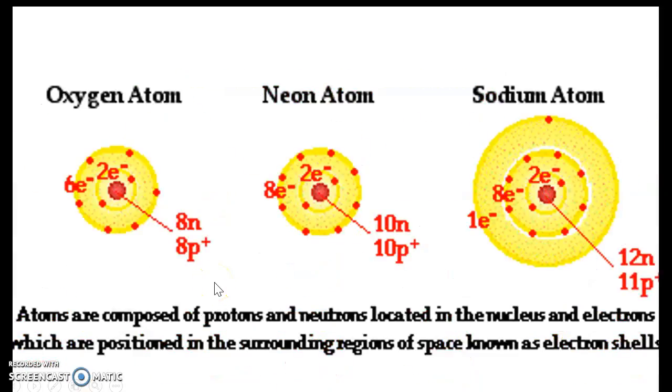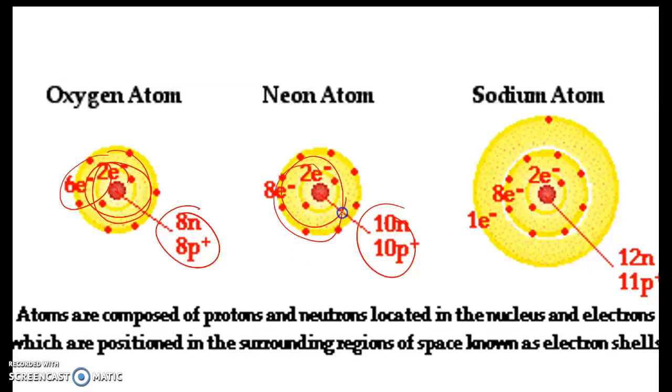Atoms have protons and neutrons that are in the nucleus. And you can see we have oxygen, 8 neutrons, 8 protons. And then the electrons are floating somewhere in these areas around the outside. Neon, 10 neutrons, 10 protons, with 10 electrons around the outside. And then sodium, 12 neutrons, 11 protons, with 11 electrons floating around the outside.